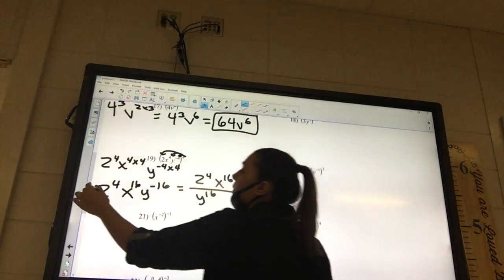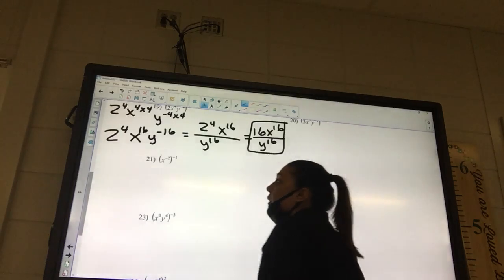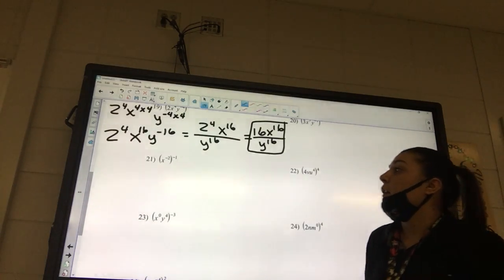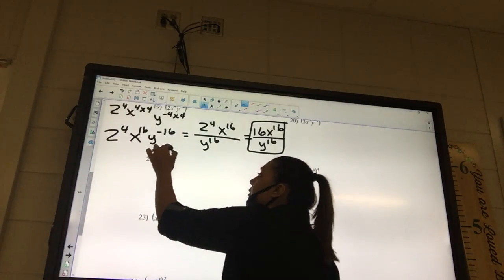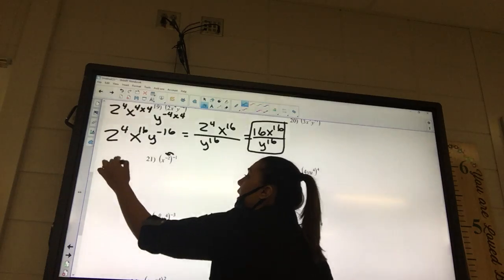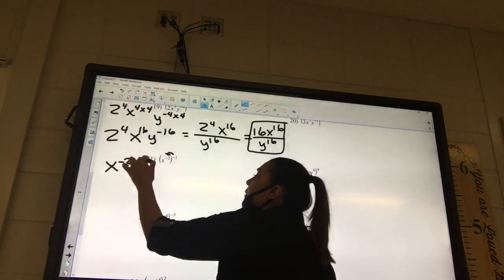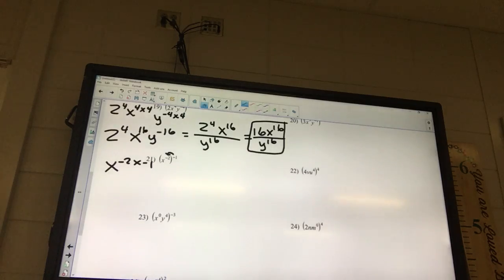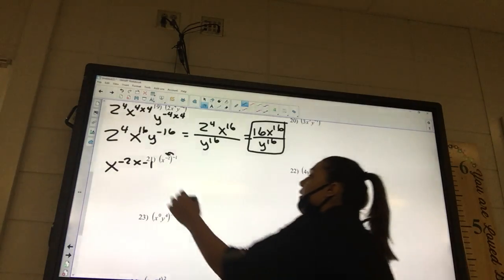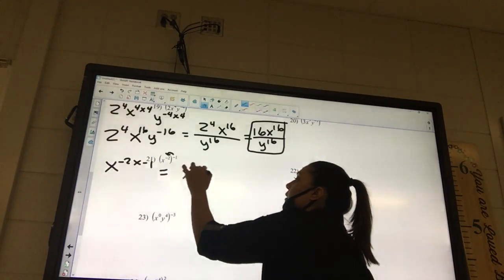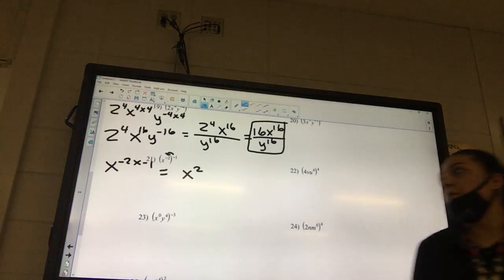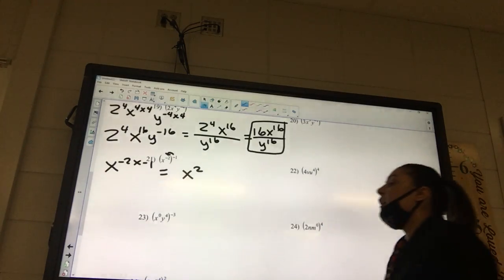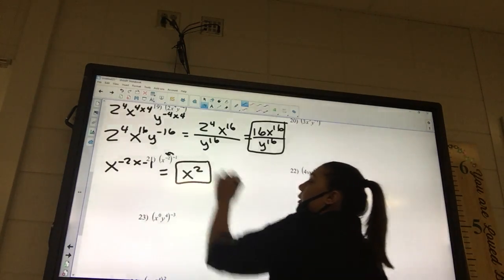Okay, 21. We need to distribute this, so it's really going to be x to the negative 2 times negative 1. What's negative 2 times negative 1? 2. Yeah, it's going to be a positive 2. x to the 2. Are we finished? Yes. We don't need to do anything else.